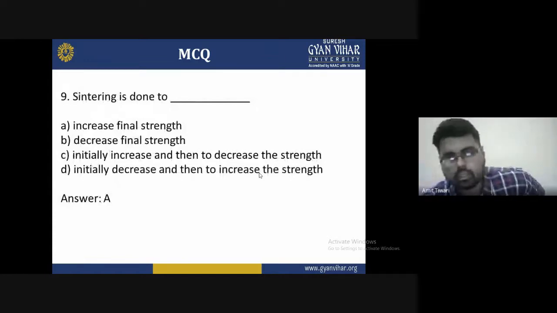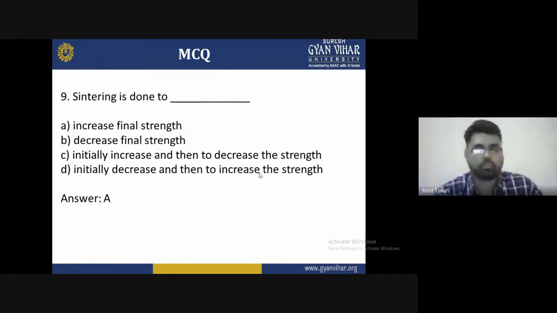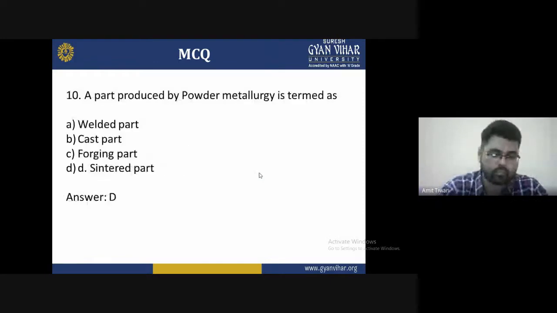Ninth is stirring is due to basically increasing the final step, decreasing the final step, initially increasing and then decreasing the strength, and initially decreasing and then increasing the strength. Both conditions should be applicable. So these are some parameters which we observe. The last question, a part produced by powder metallurgy is termed as.